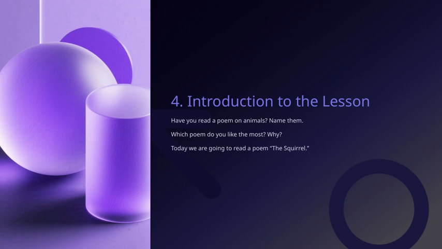Today, we're going to focus on a specific poem called The Squirrel. We'll explore how poets use words to bring animals to life and what we can learn from these poems about nature and our relationship with animals. This will help us appreciate the beauty of poetry and deepen our understanding of the natural world around us.